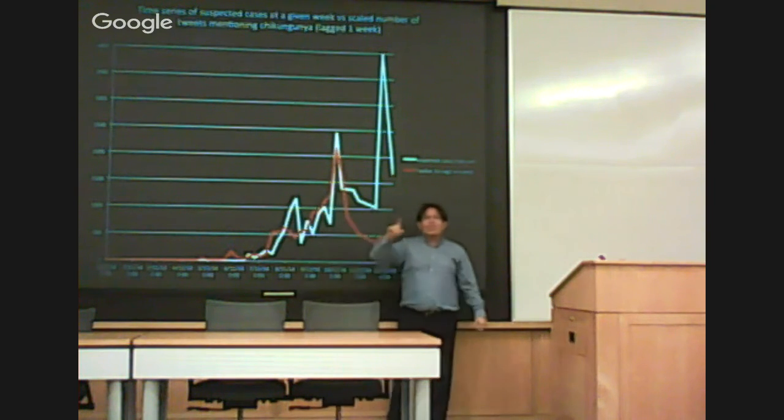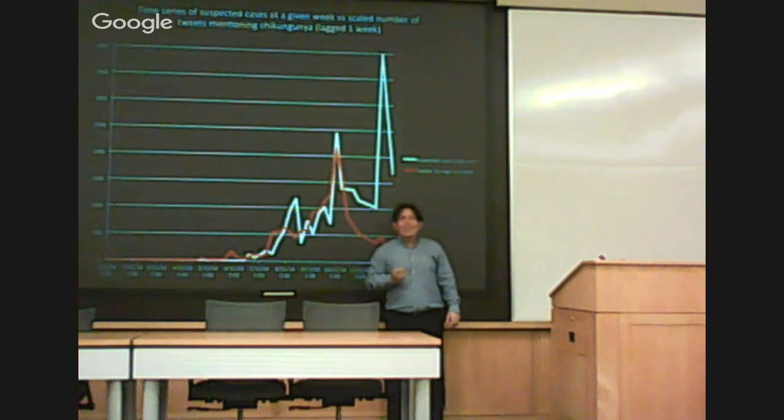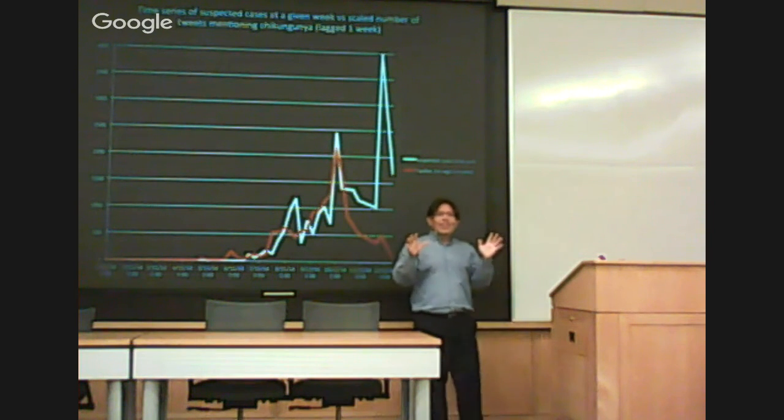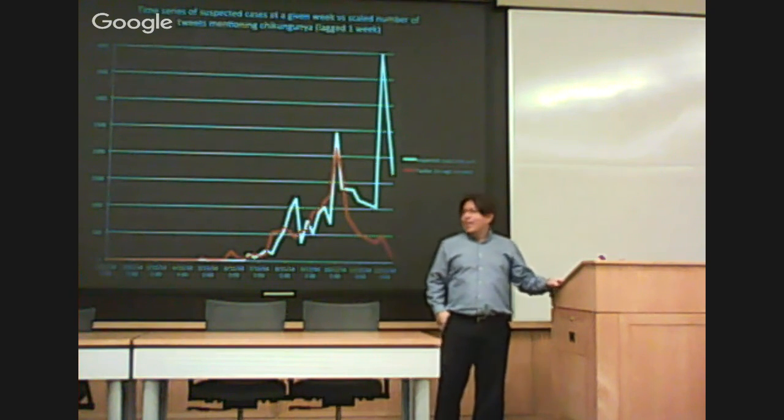So it's a good predictor, because people were panicking and tweeting before going to the hospital. A week before they went to the hospital, they were tweeting. That's one way to see it. Occurrence means they show up at the hospital, not that they get sick.